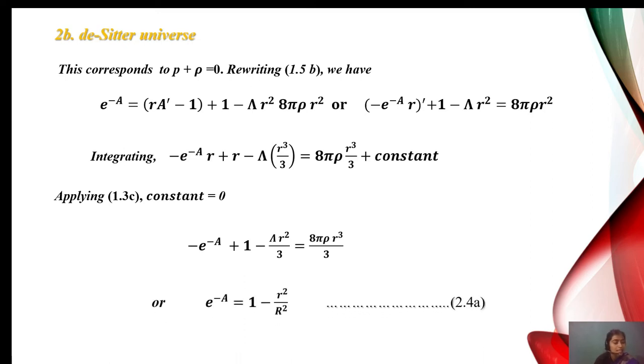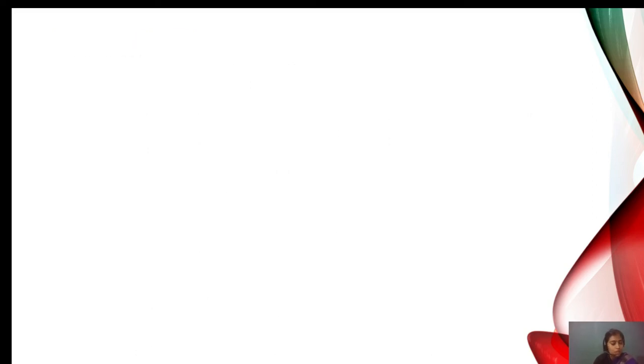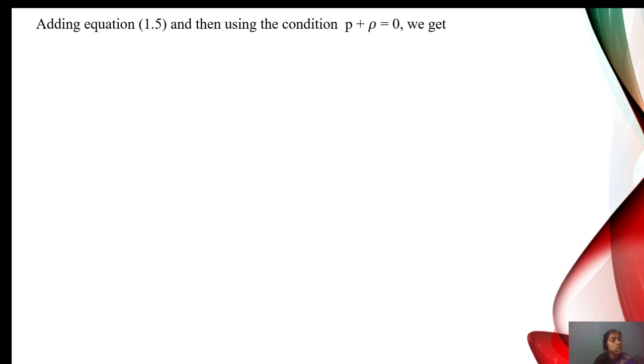Balancing all these conditions and cancelling, we get e to the power minus a equals 1 minus small r square upon capital R square, where 1 by R square equals 8 pi rho upon 3. Adding both of these equations and using the condition p plus rho equals 0, we get 1 by r e to the power minus a times a dash plus b dash equals 0. Solving both equations, a dash plus b dash equals 0.